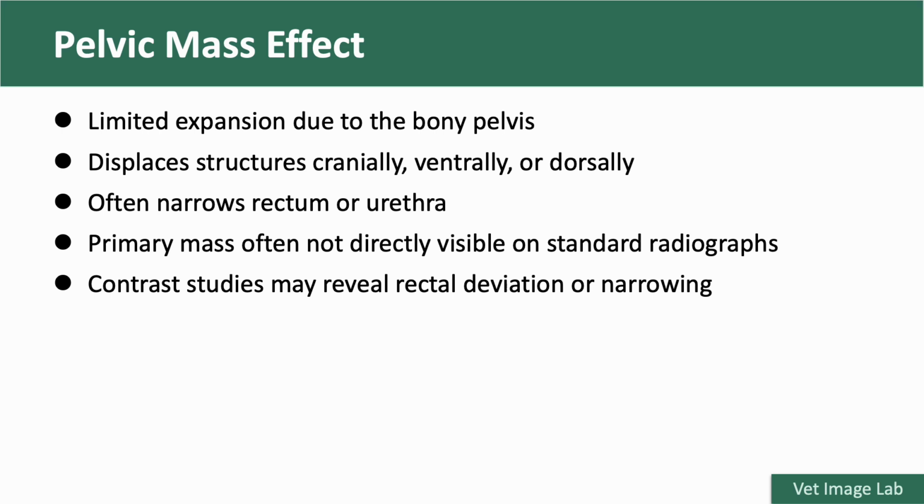Because of the overlap between the pelvic bones and soft tissue structures, the primary mass is often not directly visible on standard radiographs. However, if you perform contrast studies, you may observe ventral deviation or narrowing of the rectum, which can help identify a pelvic mass effect.